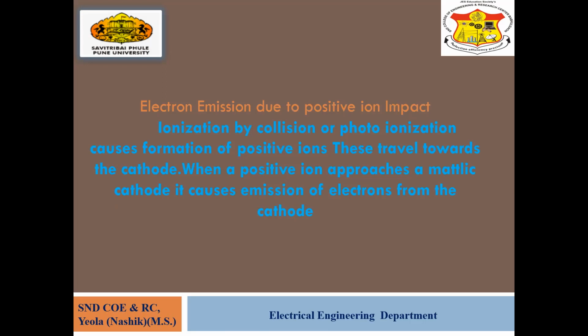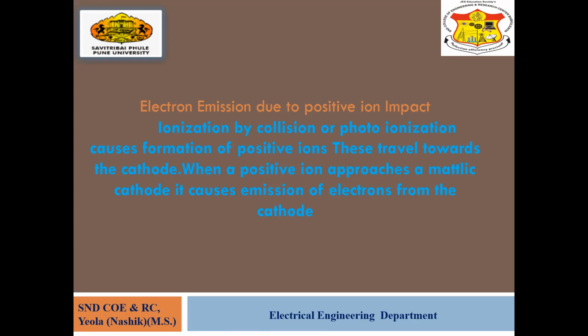Secondary ionization firstly happens due to electron emission due to positive ion impact. It means both cases happen: if negative ions impact, there is a release of electrons, and when positive ions impact, there is also emission of electrons. Ionization by collision or photoionization causes formation of positive ions. These positive ions are attracted to the cathode and travel over to it. When a positive ion approaches a metallic cathode, it causes the emission of an electron from the cathode. The emission of electrons due to positive ion impact on the cathode is called electron emission due to positive ion impact.